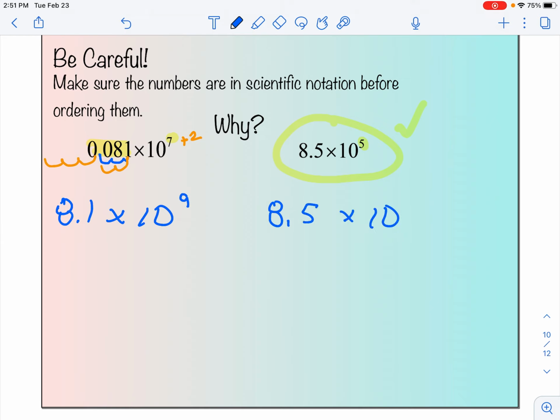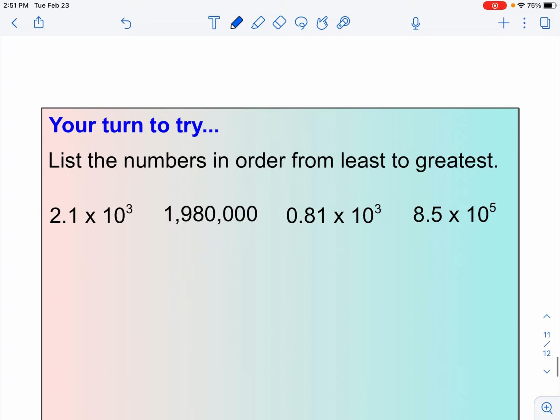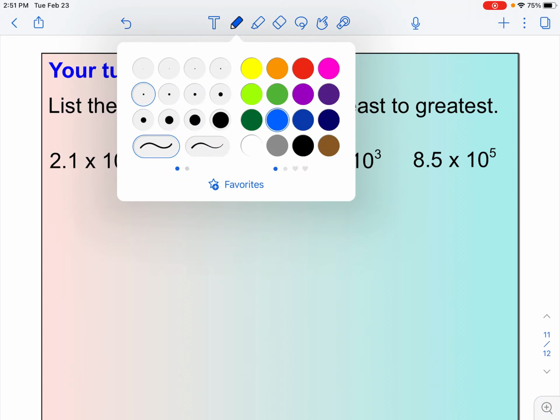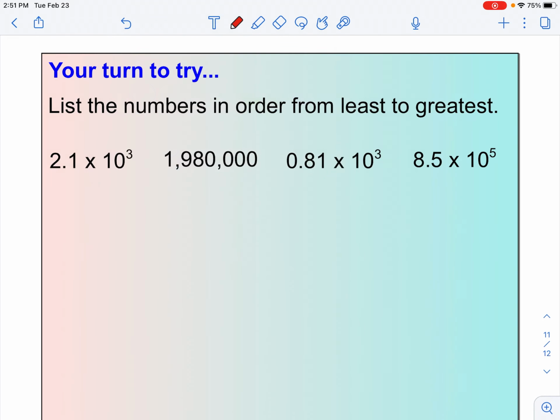And then I have 8.5 times 10 to the 5th. So you always have to be careful, okay? And make sure that the numbers are in scientific notation. Okay, so your turn. You try this, pause the video, and see if you can put these in order from least to greatest. So this time we're putting the smallest number first. And then restart the video to see if you got them correct.